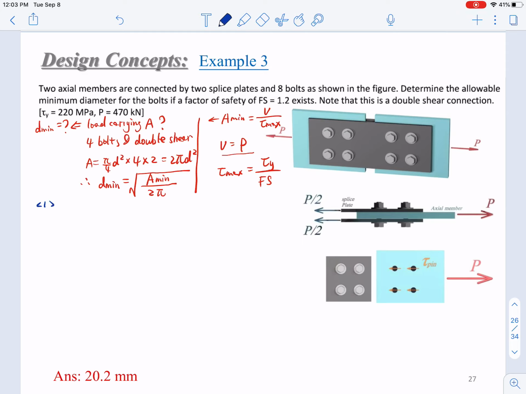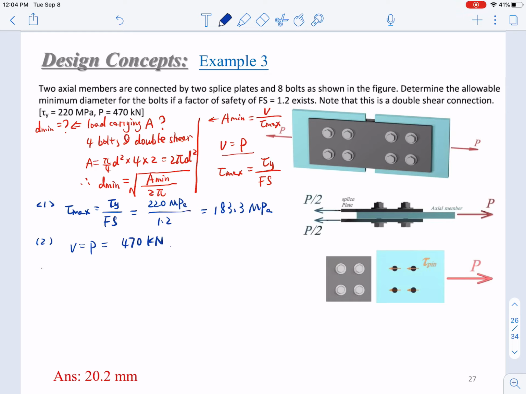So first step, tau max equals yield stress over factor of safety. That is given here, 220 MPa over 1.2. Well, that is 183.3 MPa. Then the second step, V equals P. Well, V equals P, that is 470 kilonewton.